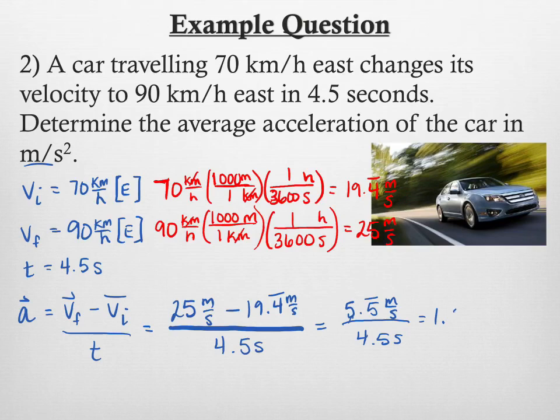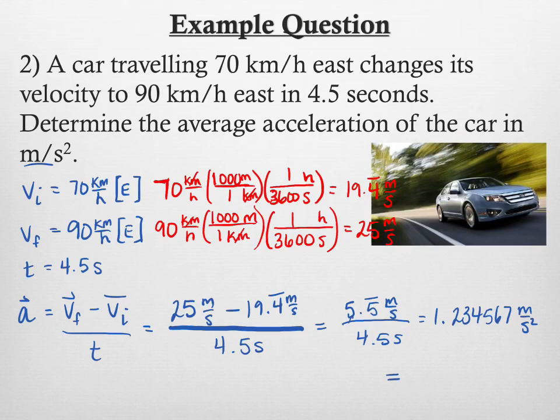What do we get? We get 1.23456. Oh, cool. We get 1.234567. Isn't that cool? How often does that happen? Meters per second squared. But of course, we need the correct number of significant digits. So I'll put that down here.